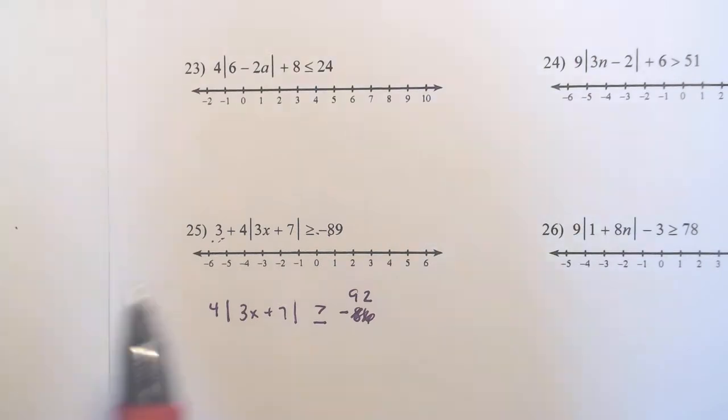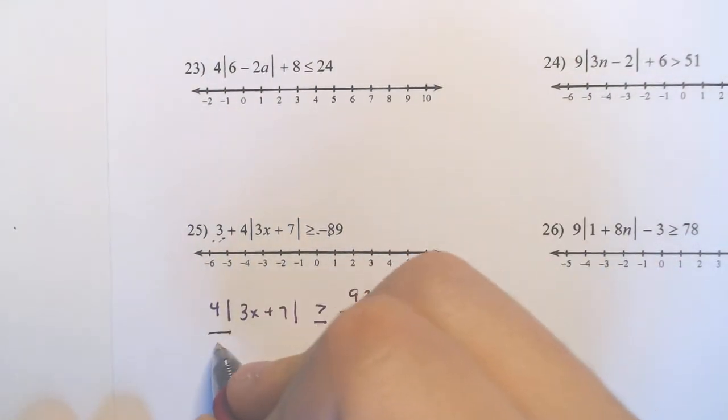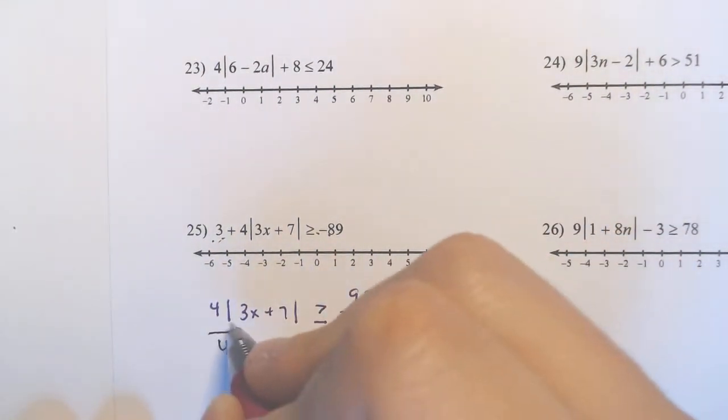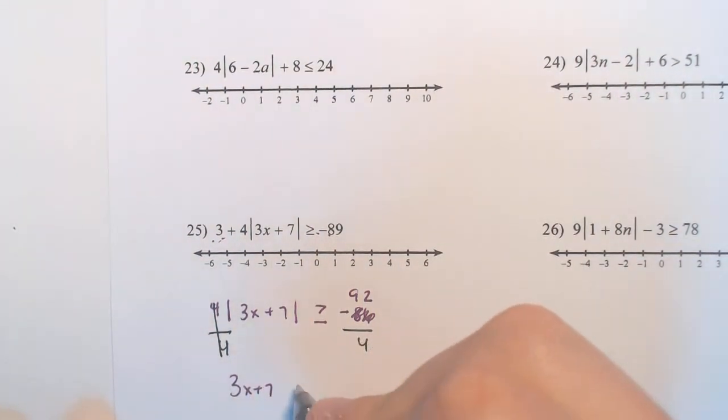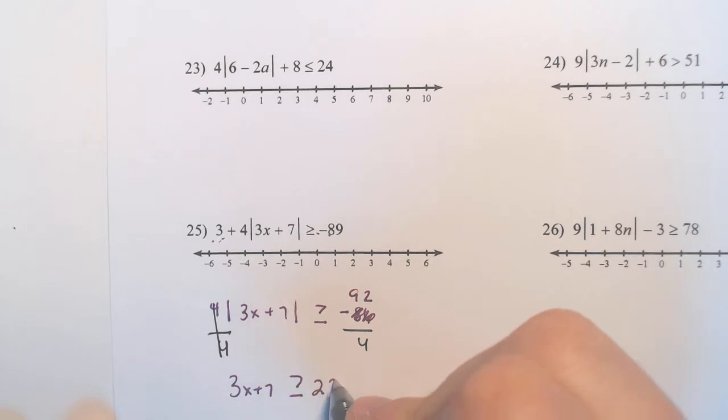We cannot distribute the 4. Do not distribute the 4. You have to divide the 4 off. We learned that yesterday. Do not distribute the 4. 92 divided by 4 is 23. So we got the absolute value of 3x plus 7 greater than or equal to 23.